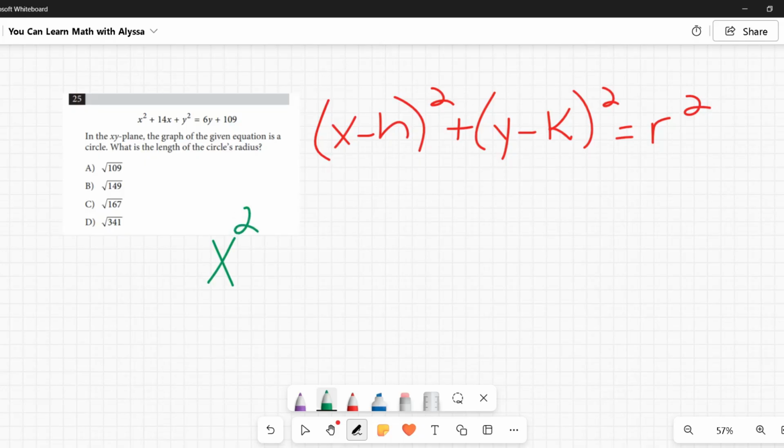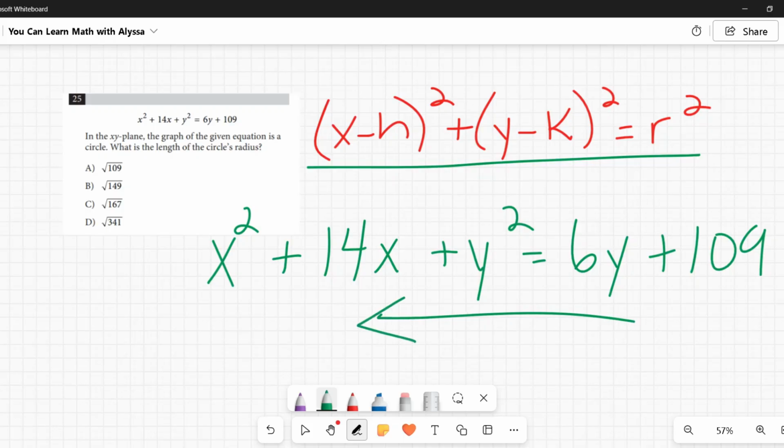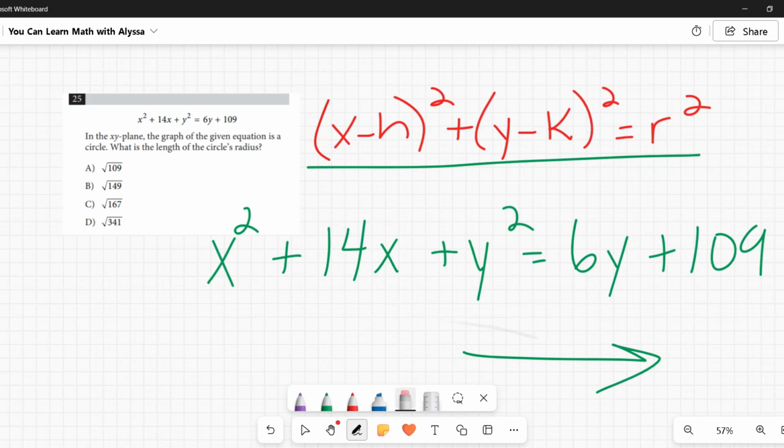If I am given this equation, I have x squared plus 14x plus y squared equals 6y plus 109. If you are tasked with converting this into this format, you want everything that has a variable attached to it on this side, all the constants on that side. That's the easiest. So I'm going to move this 6y over there, and I'm going to leave this 109 by itself, and that will accomplish that goal. So I'm going to subtract 6y from both sides.